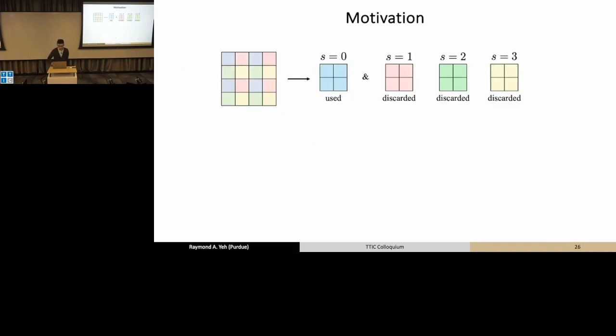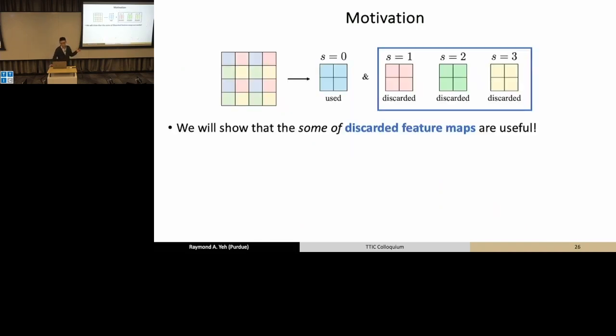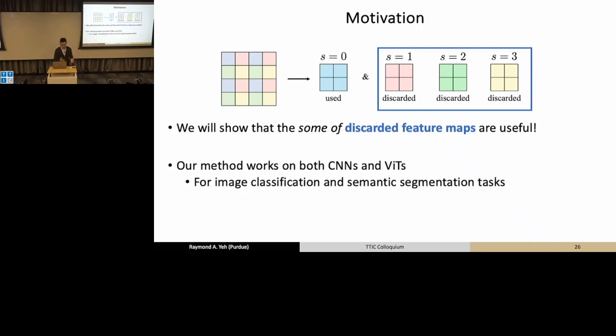So in this work, we'll show that these features, which are discarded at test time, are actually going to be useful for prediction. So you're throwing away information that's actually beneficial to make more accurate predictions. And our method, which I'll describe, will work for CNNs and ViTs, and we demonstrate this to be beneficial on image classification and segmentation tasks.